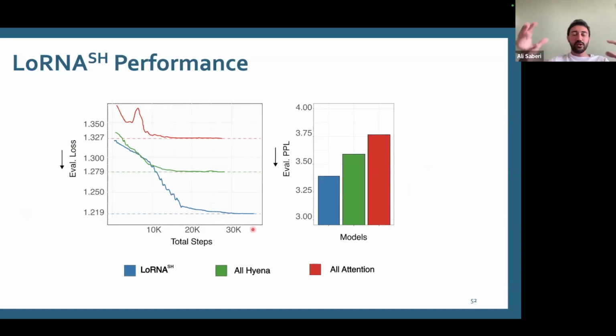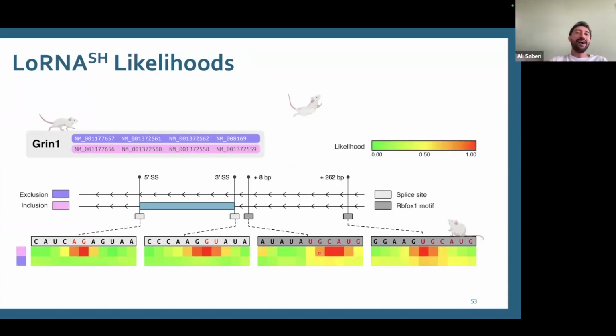We also used the same architecture, the 16 layers, but with all Hyena and all attention. With the given computational resources, you can see that StripedHyena actually outperforms the all-Hyena and all-attention models, which is pretty cool.